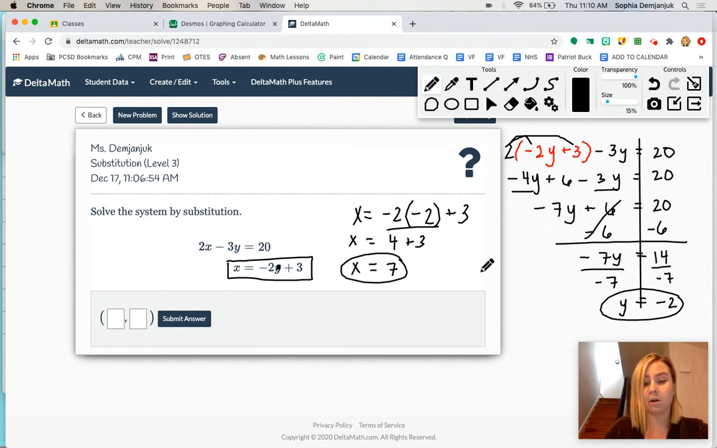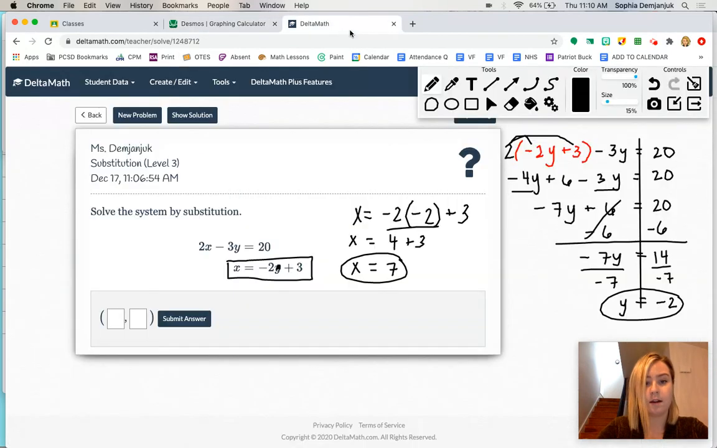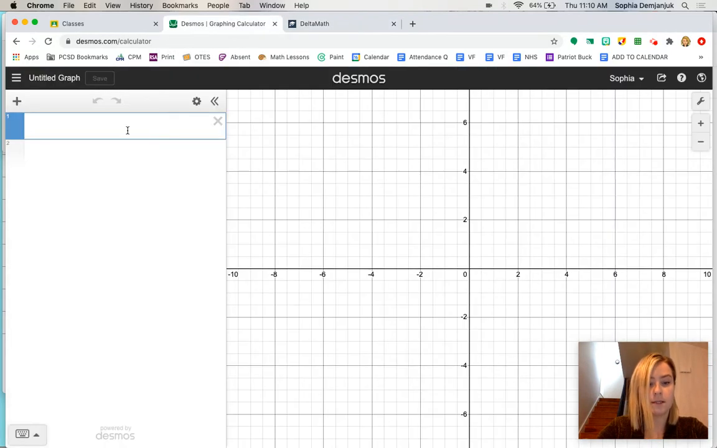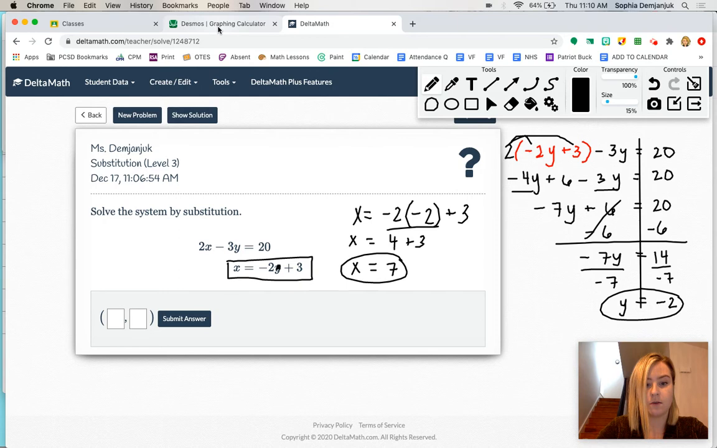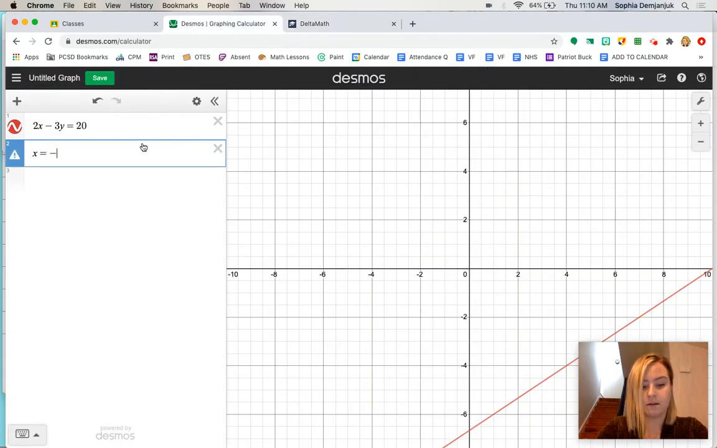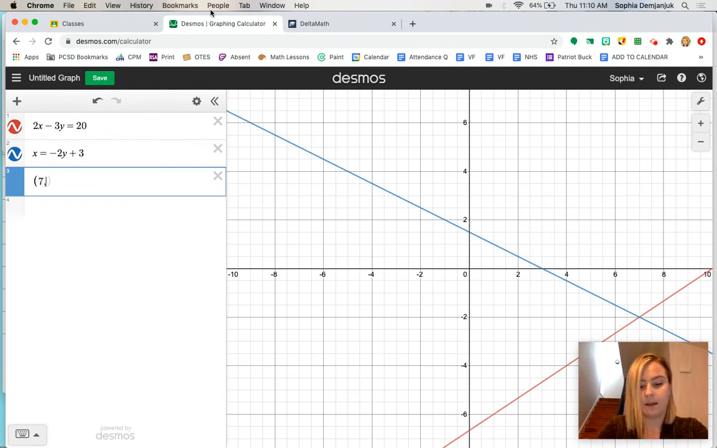Before you answer your question in Delta Math, I want you to go open up your graphing calculator on desmos.com/calculator and type in the two equations, 2x minus 3y equals 20. The other equation was x equals negative 2y plus 3. And then also type in your ordered pair answer. We know that x comes first and then y. So x, just like the alphabet, comes first, 7. Y comes next. So we're going to type in the ordered pair 7, negative 2 in parentheses.